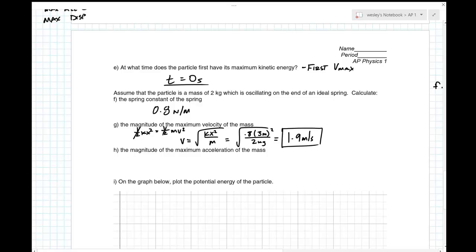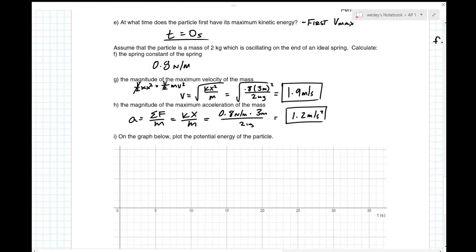So the magnitude of the maximum acceleration. Acceleration is net force divided by mass, so that's kx divided by the mass. So that's 0.8 newtons per meter times my maximum displacement of 3 meters divided by the mass of 2 kilograms, giving me a maximum acceleration of 1.2 meters per second squared.